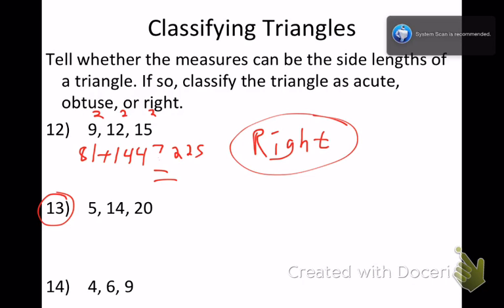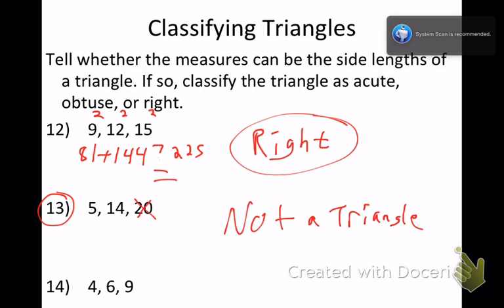Now 13, Mr. Hutton, walk us through this one. What happened on number 13? Those lengths don't make a triangle. It's not a triangle. How do you know that, Blake? Because 14 plus 5 is 19. Yeah. A lot of you wanted to work it out and say it's an obtuse triangle. But if you look at it, 5 plus 14 is not greater than 20. Therefore, it's not even a triangle.